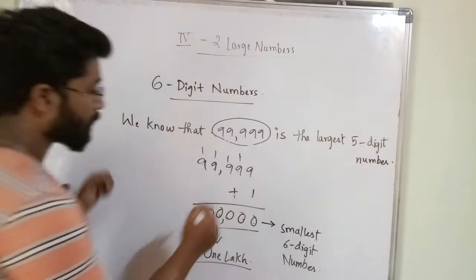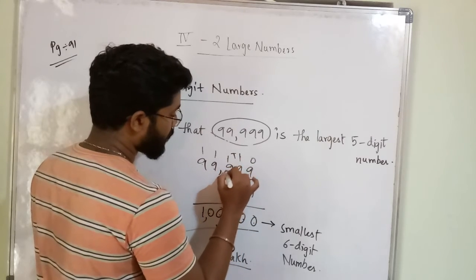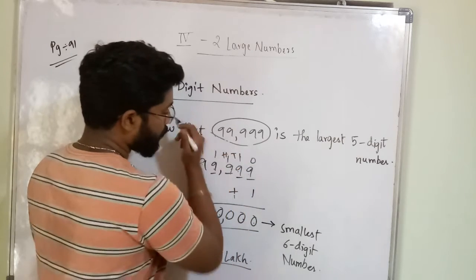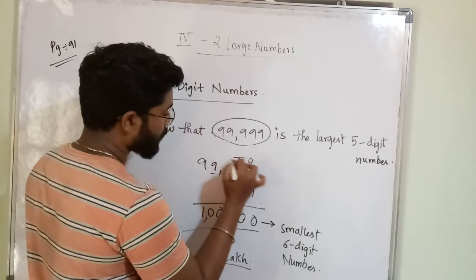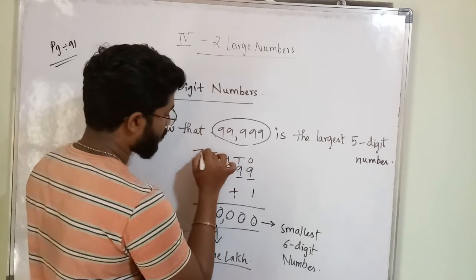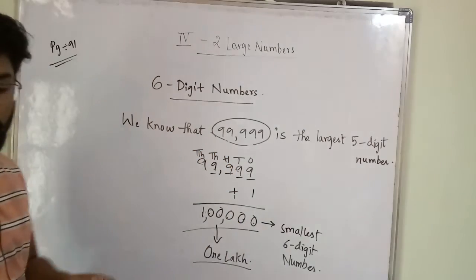So this 9 is in which place? Ones place. This is in tens place. This is in hundreds place. This is ones place, tens place, hundreds place, thousands place, 10,000s place. I am adding 1, and I will get the 1 lakh. Okay, clear?